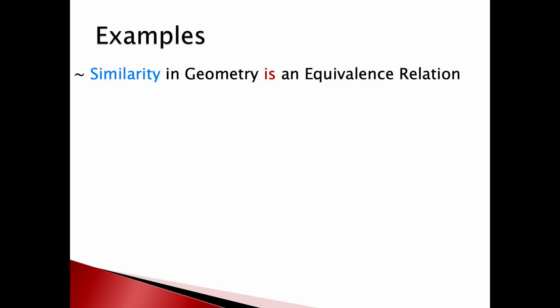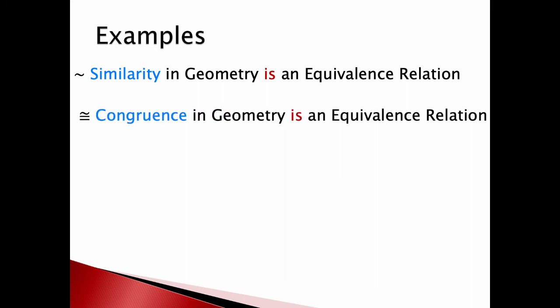Another example, for those of you who are taking the geometry class that we also teach, designed for future teachers, you will have seen similarity before. Remember, two figures are similar if you can scale one and rotate it and translate it, and they match up. So similarity is an equivalence relation. So is congruence. Congruence is slightly different than similarity because you have to be able to rotate or translate things on top of each other, but you can't scale them.